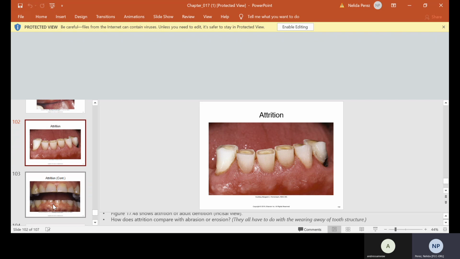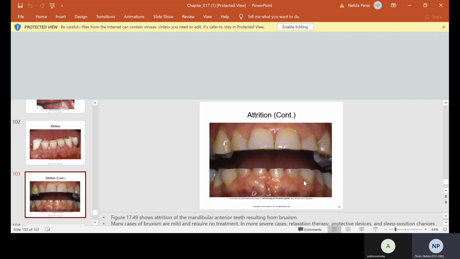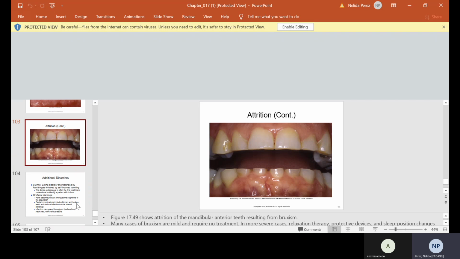Here's another picture of attrition, what it looks like. Okay, so the first one was from the top view. This is from the front view, and you can see how short these teeth are. Okay, so grinding, chewing, this is caused by bruxism.